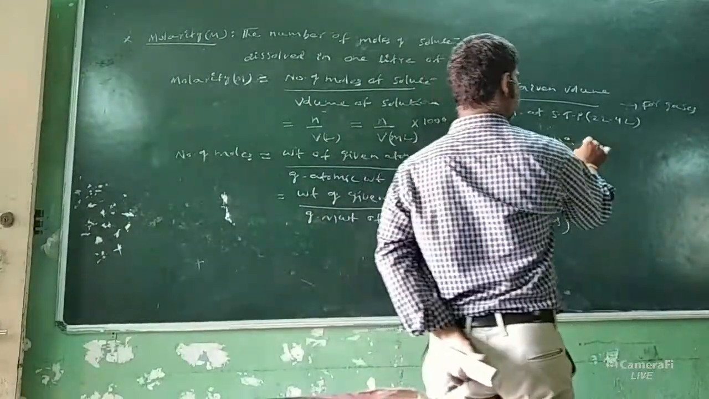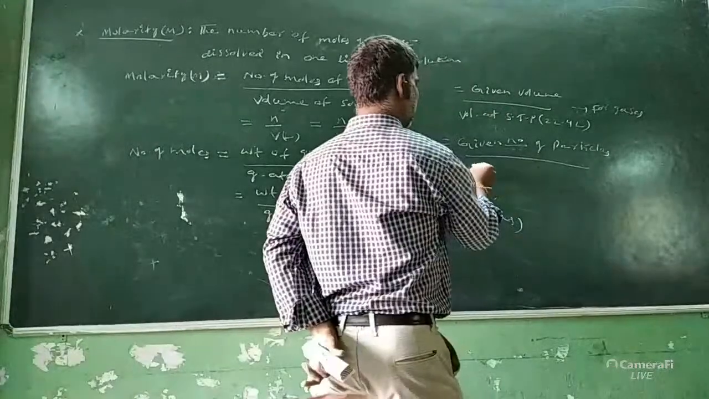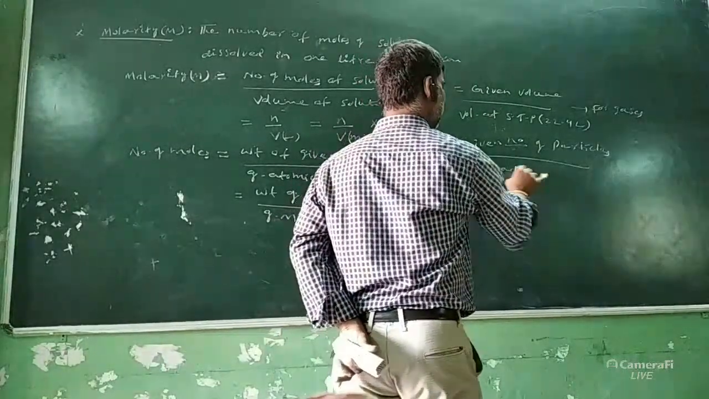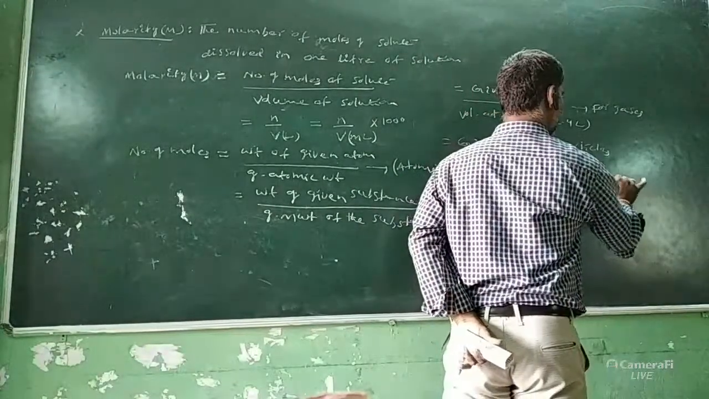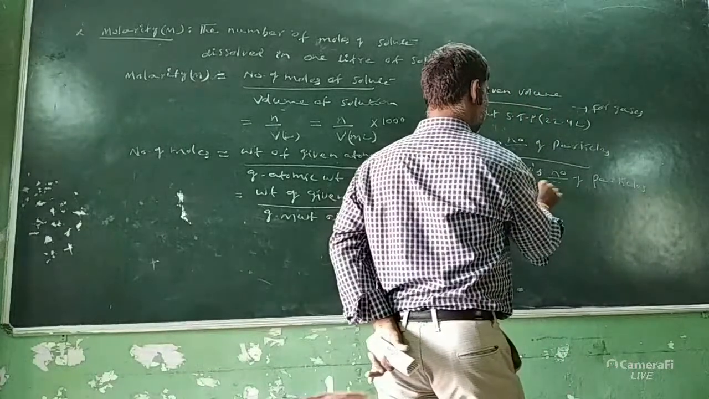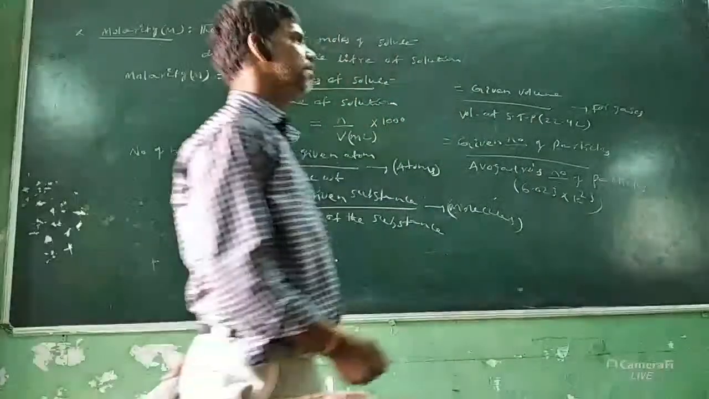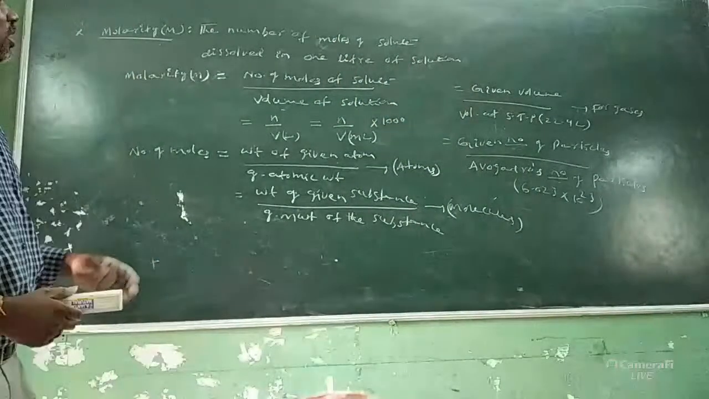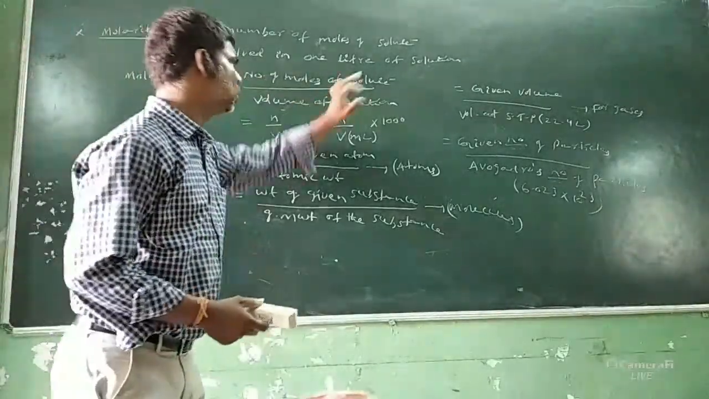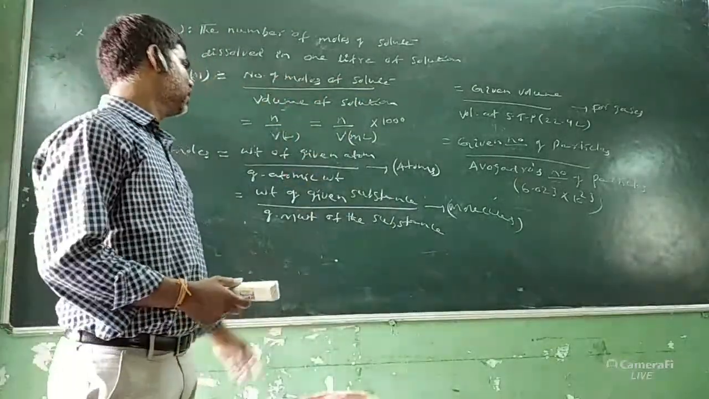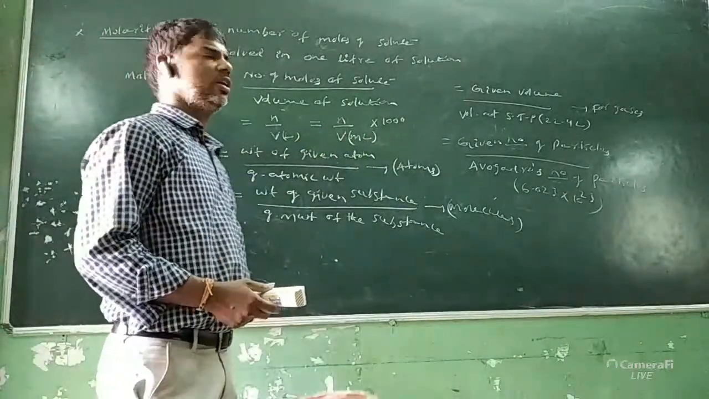And given number of particles by Avogadro's number of particles, which is 6.023 into 10 power 23, as we explained yesterday. So the molarity is nothing but the number of moles of solute dissolved in 1 liter of solution. So molarity is equal to number of moles of solute by volume of solution, n by V in liters, or if the volume is in ml, into 1000.